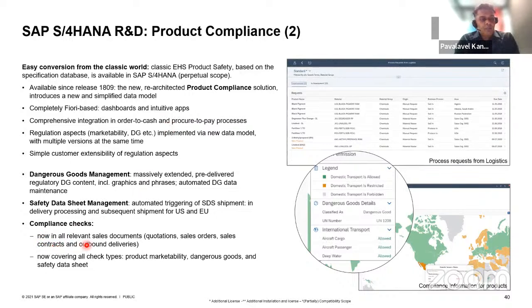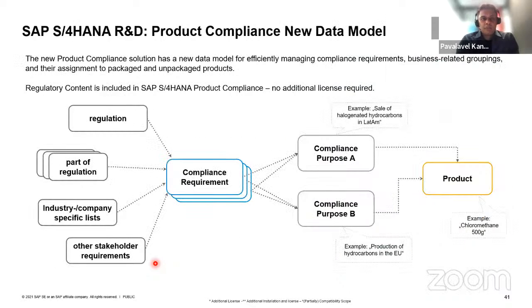Okay, compliance check. Compliance check can now be done in all sales documents. In the sample we showed for a sales order and an outbound delivery, it can also be done in a quotation and in a sales contract. You can also cover checks like product marketability and safety data checks, so you can check if the information is available before you do the shipment. So this is about the new product compliance data model available in S4HANA.